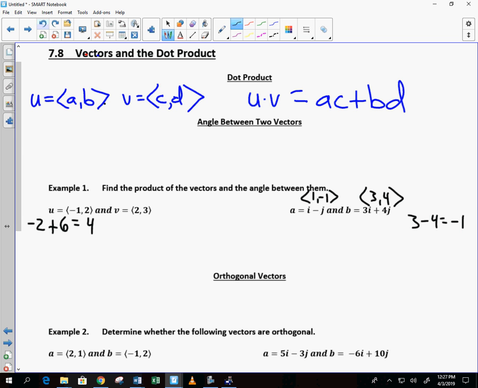Okay, so here's what some people do. Here's a mistake that they make. They take one times negative one is negative one, and they take three times four is 12, and they add it together and they get 11. Okay, you don't multiply the x and the y values together. You multiply the two x's and the two y's. Are we good? Can you all do that? Way to go. You're off to a great start.